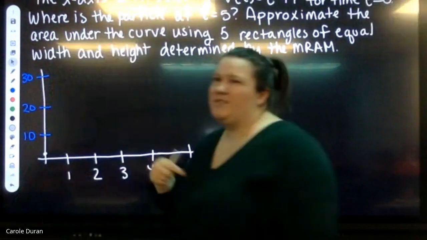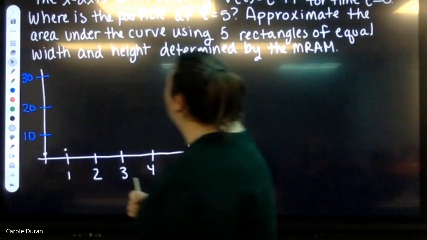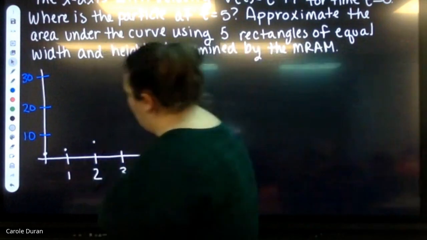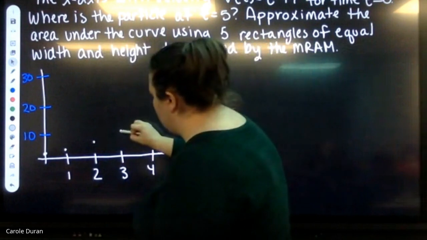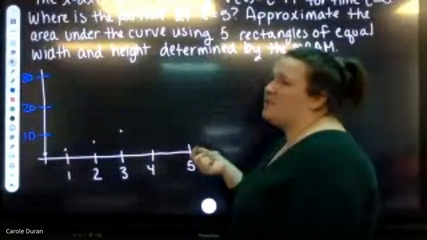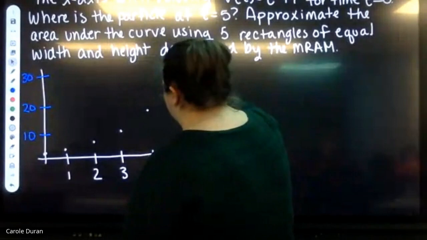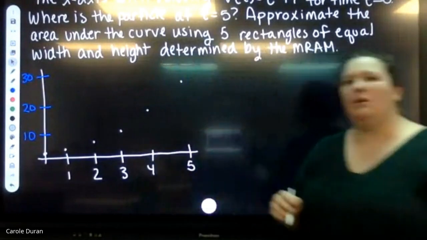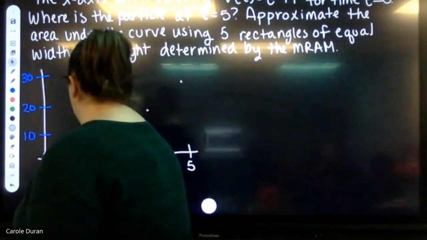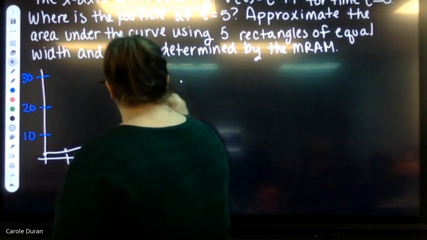Plug 1 in there, 1 squared is 1 plus 1 is 2. When I plug 2 in, I get 2 squared is 4 plus 1 is 5. When I plug 3 in, I get 10. It doesn't have to be perfect. Clearly, my drawing is rough. When I plug 4 in, 4 squared is 16 plus 1 is 17. And then 5 would give me 26. So I know approximately what my curve looks like. I'm going to go ahead and draw the curve too. It doesn't have to be perfect, but it should give me an approximate shape of what I'm looking at.